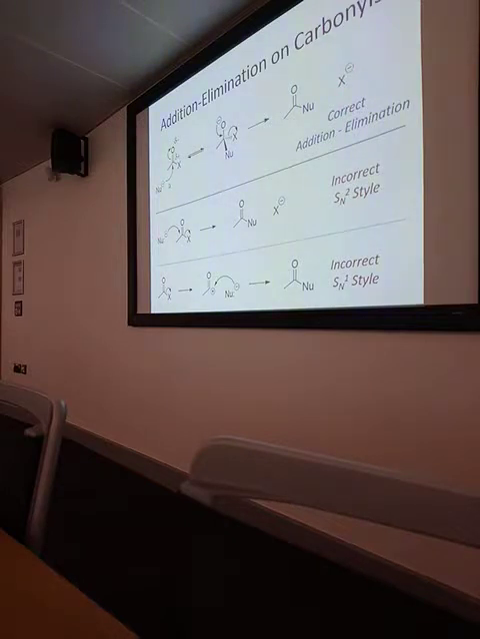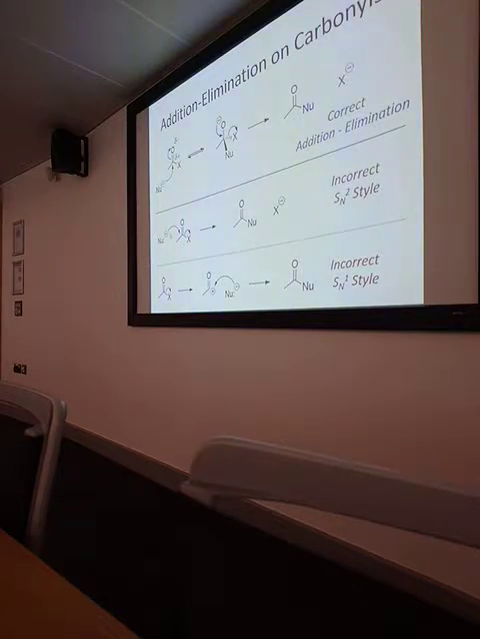So when you draw the mechanisms for this addition-elimination type reaction, always draw from the nucleophile to underneath the carbonyl and then up here, just like this. This is the perfect way to draw it. And then these electrons come back down and then kick that off. So this is the correct way to draw addition-elimination.